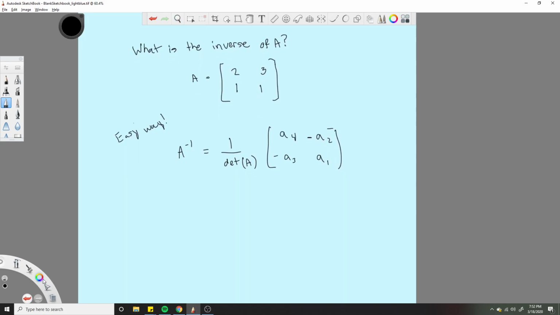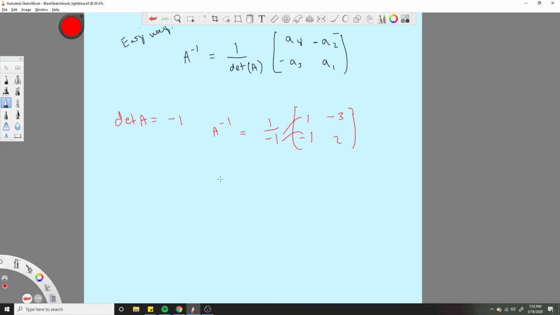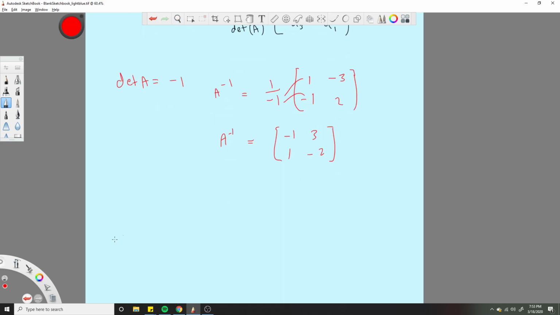So I'll show you what I mean by that now. I'll do it in red. So the determinant of A is 2 times 1 minus 1 times 3. It's negative 1. So A inverse is equal to 1 over negative 1. A4 is 1. Negative A2 is just negative 3. Negative A3 is negative 1. And A1 is 2. Now we would distribute this negative to all the elements. Negative 1, positive 3, 1, negative 2. And there's your answer.